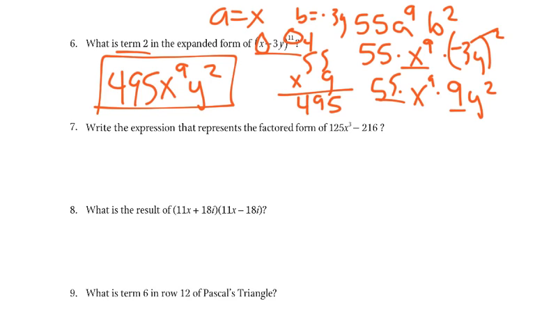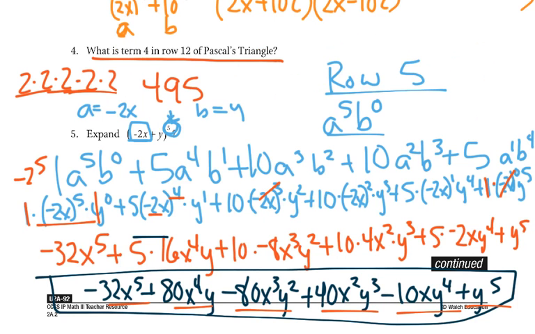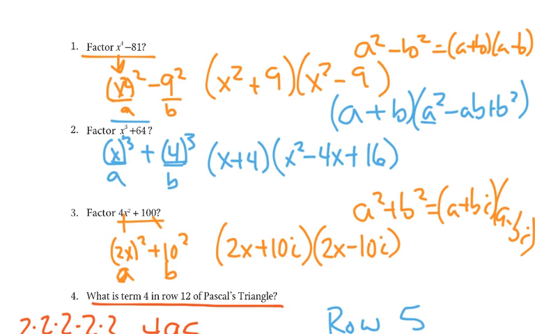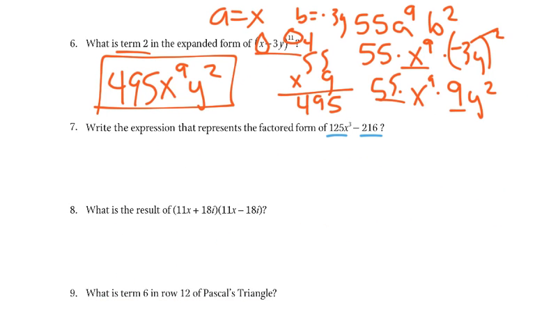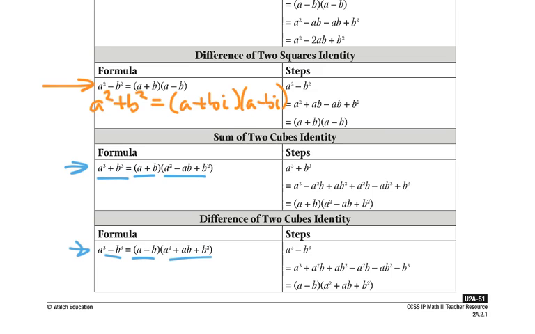Alright, now 7 says write the expression that represents the factored form of this. Okay, so we did it like this one, right? So the difference is it'll be A minus B and then plus right there, because that's how that one is. If we wanted to look back, you could. Or it was minus, wasn't it?